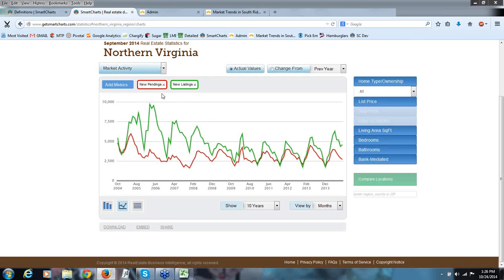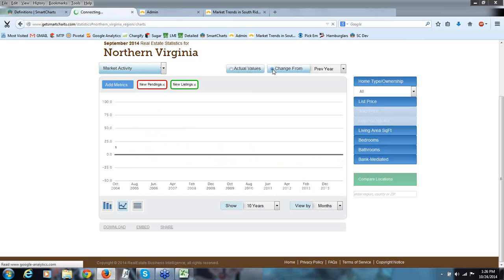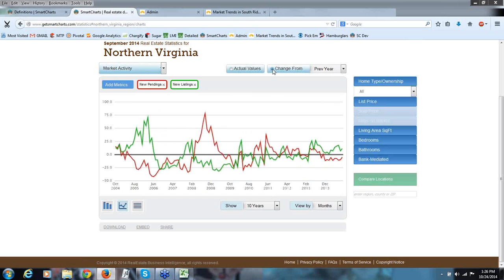And I'm going to change this to, instead of actual values where the left side is the count of listings or pending activity, so 2,500 all the way to 10,000, you can change this to show the percent change from the previous year, so the year-over-year change. So remember, inventory really started to pick up right around here. Really, the mountain of inventory picked up right in this time frame.